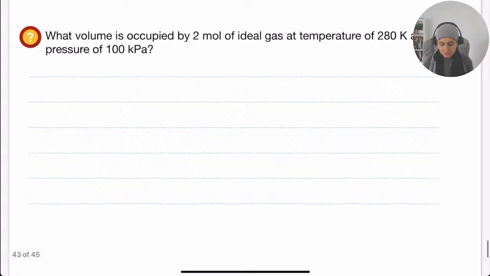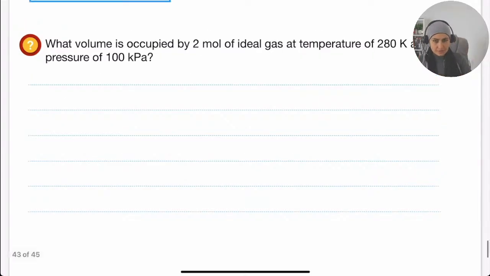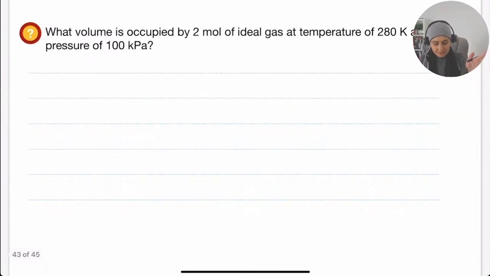Question: what volume is occupied by 2 moles of ideal gas at a temperature of 280 kelvins and a pressure of 100 kPa? Conditions are not standard because 280 kelvins is not 273 kelvins, so that's not a standard condition. That's why I cannot use molar volume. I have to use PV equals nRT, and I rearrange it to find the volume.